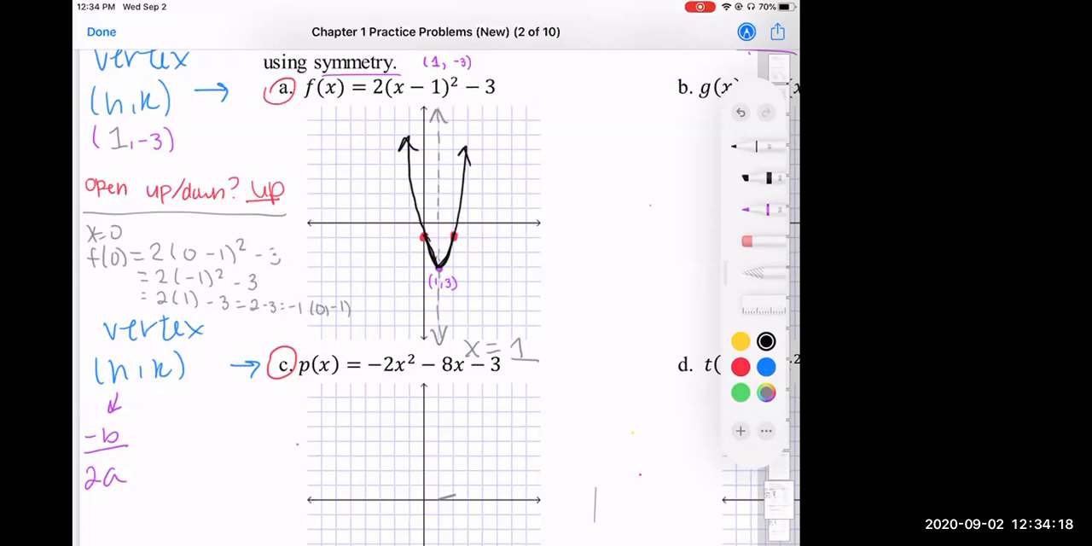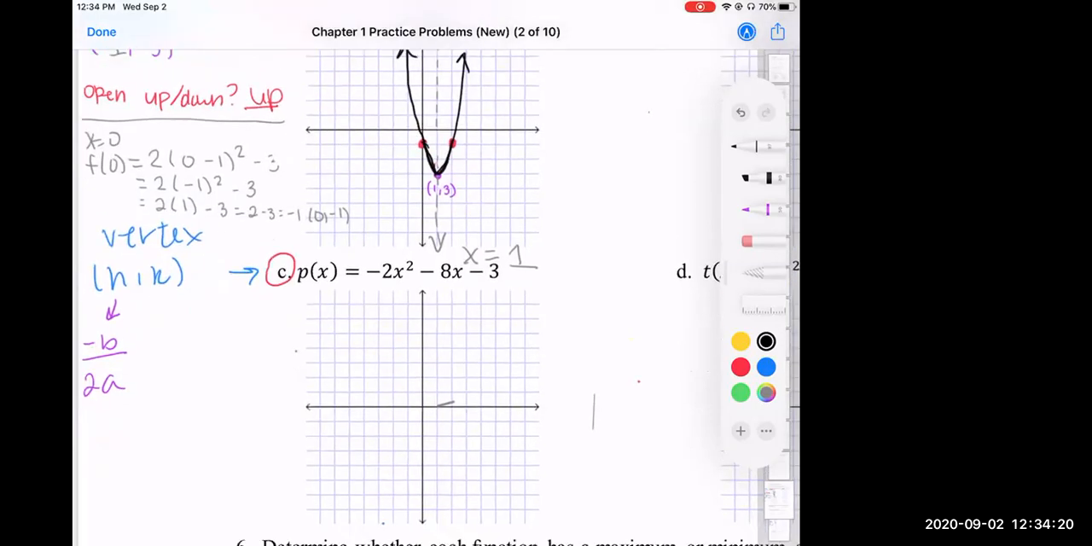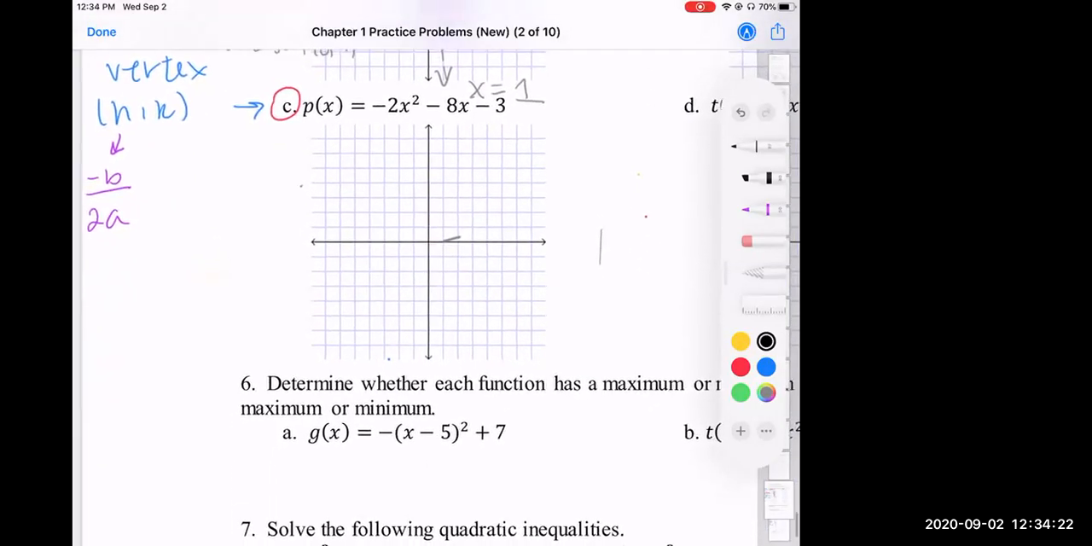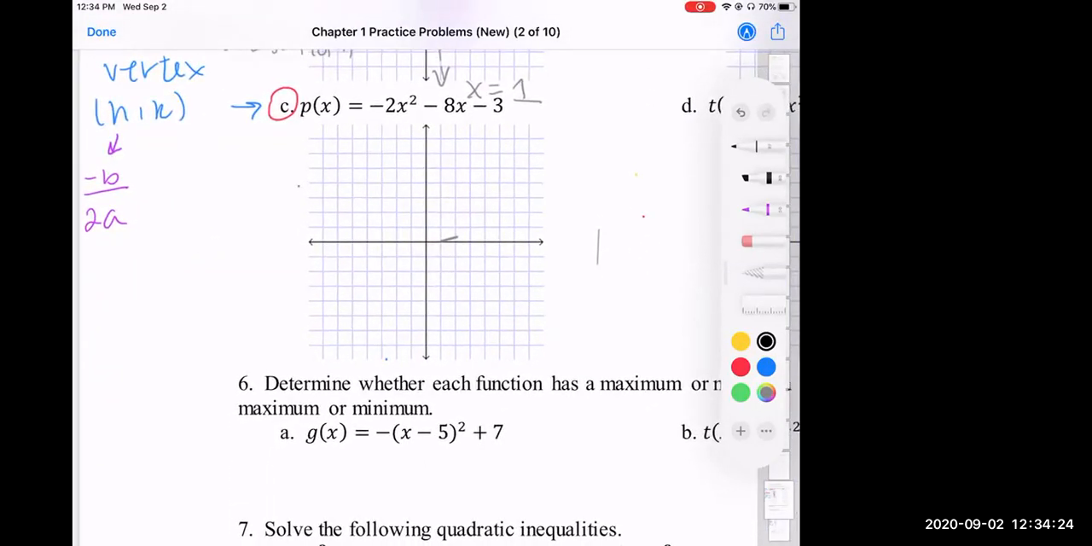Okay, let's go ahead and do C. Now, what's different about C is that it's not in vertex form. So I have to do some work to find that vertex. We have a formula we use. So we're going to use that formula to find the H.